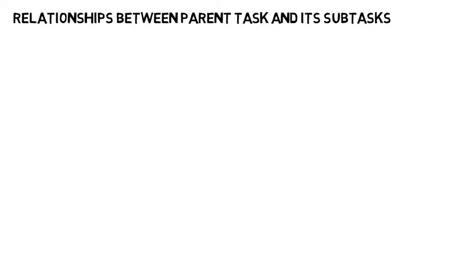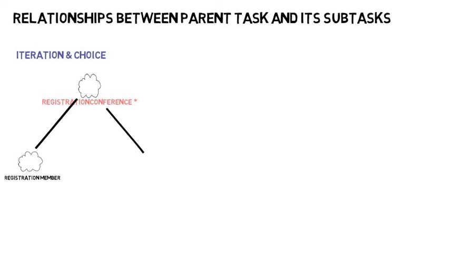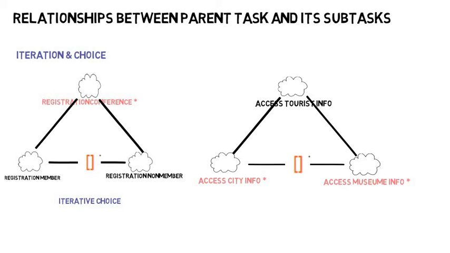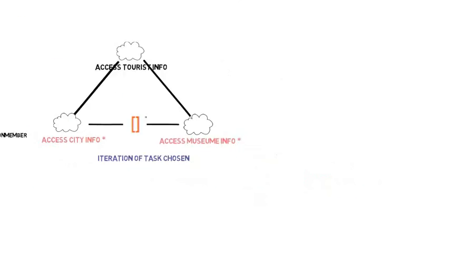The second special case is iteration with the choice. As we see in the first example, there is an iteration in the parent task, and there is a choice relationship between subtasks. So in this case, there will be an iterative choice. In the second example, the iteration exists in the subtasks, and there is a choice relationship between them too. In this case, the iteration will be done for the task which is chosen.